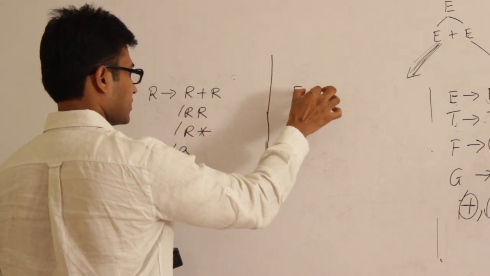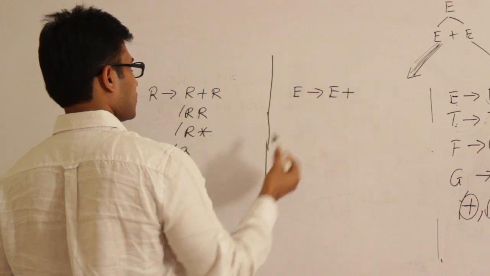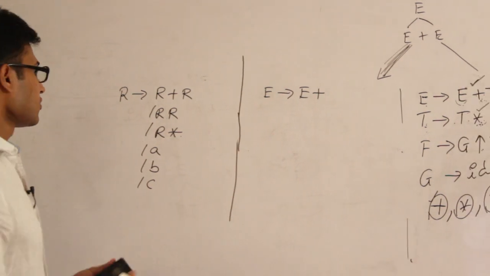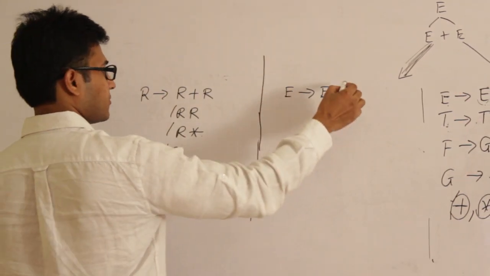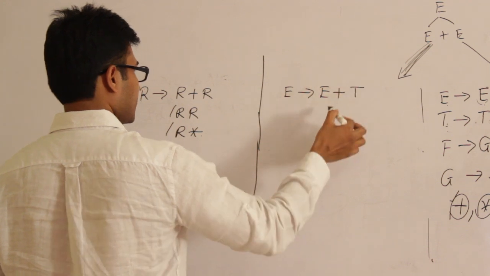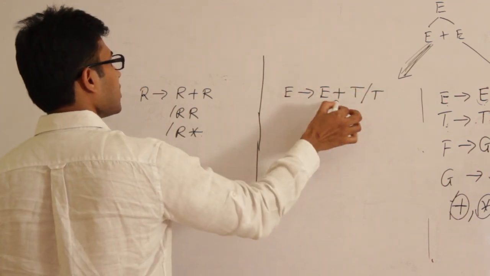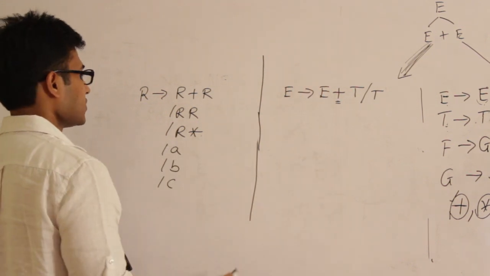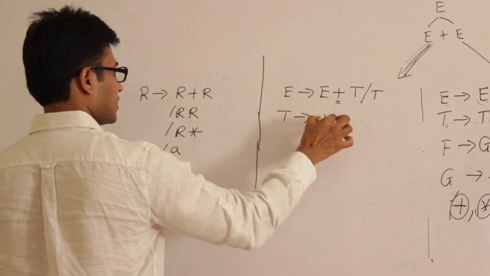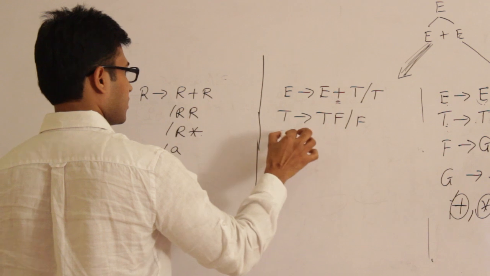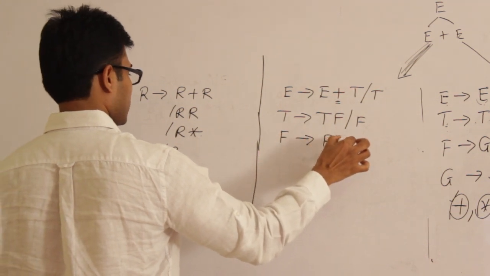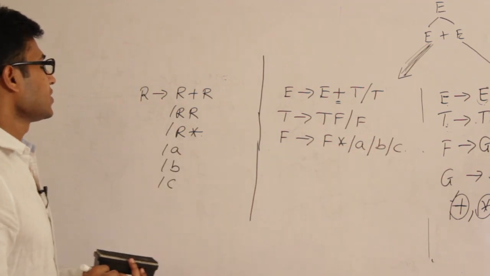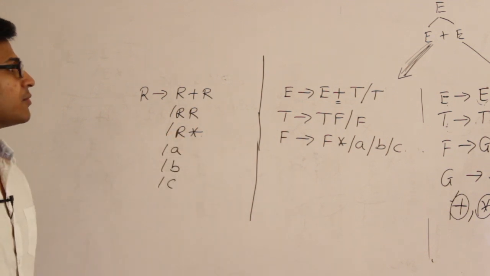So I am going to write it like this: E derives E plus. When I am changing the variables, the language doesn't change. Therefore the variable names don't matter. Don't worry about it, either R or E, no problem, right? And E derives E plus T or T. Why? Because the least precedence is the union operation, and it is left recursive because it is left associative. And then T derives TF or F, and then F derives F star or A or B or C. Okay, so that is how this grammar is converted into an unambiguous grammar.